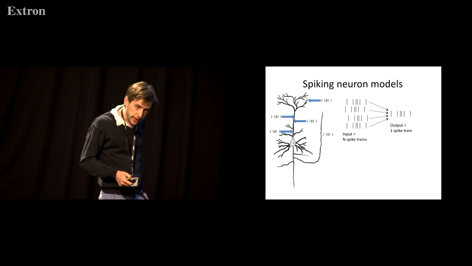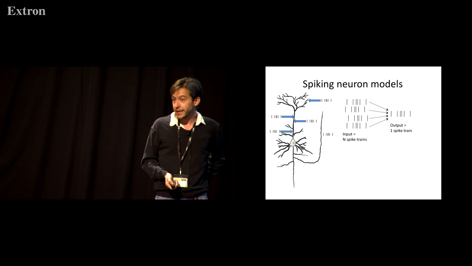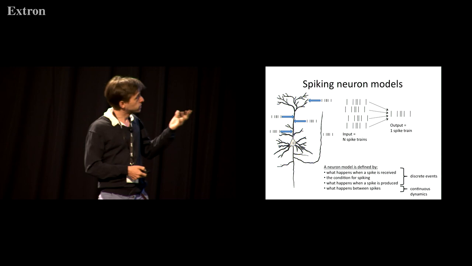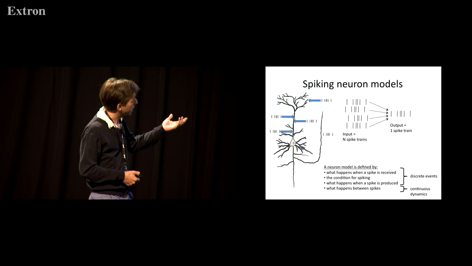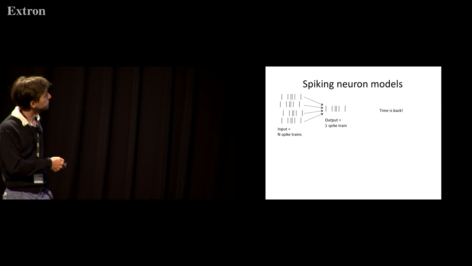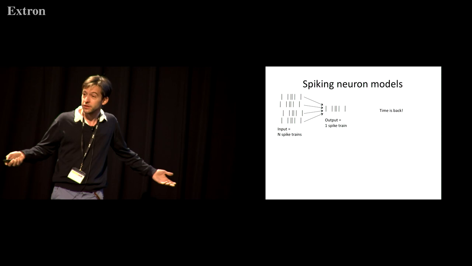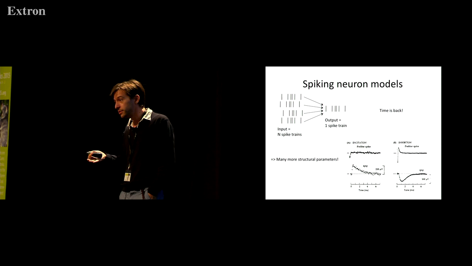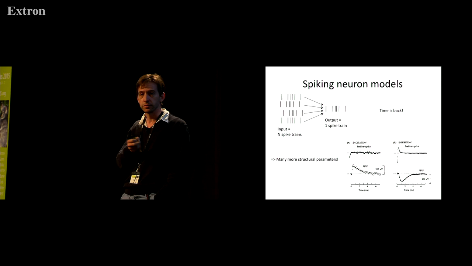Now, if you look at neural models that are used nowadays in neuroscience research, they are typically dynamical systems of the hybrid type, that consist of a mixture of discrete events and continuous dynamics. Discrete events correspond to what happens when a spike is received, a condition for spiking, and what happens after the spike, and continuous dynamics is what happens between spikes. So these are dynamical systems, and in those models, time is very important, is intrinsic, in fact. And this very simple observation has important implications, because now structural parameters in those models are not just synaptic strengths, but everything else you have in your models.